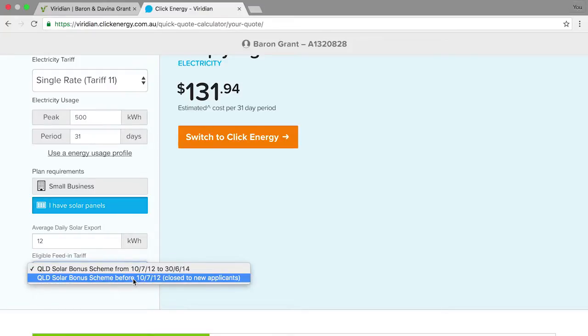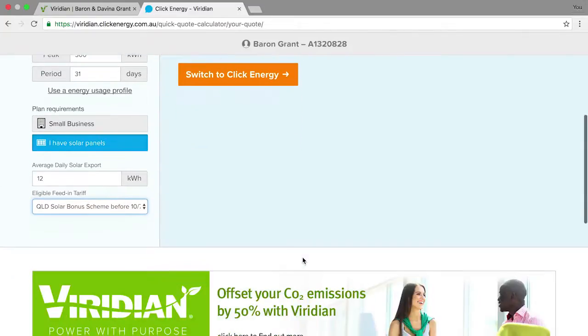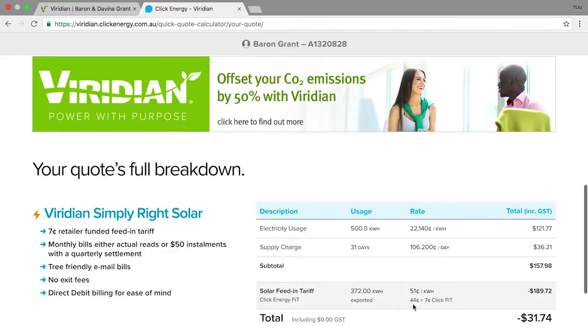Now, the solar bonus scheme that was before the 10th of July 2012 is worth 44 cents from the government. So 44 cents, plus in this case, the 7 cents that Click Energy is offering would be 51 cents that the customer is receiving from Click Energy. Most commonly in Queensland, from what I've found, it's 50 cents. So most retailers are giving 6 cents per kilowatt. So many customers will say to you, I'm receiving 50 cents per kilowatt for my solar feed-in tariff. You will know that is a breakdown of 44 cents from the government and 6 cents from their current retailer.